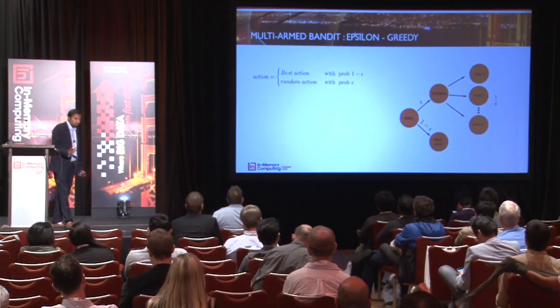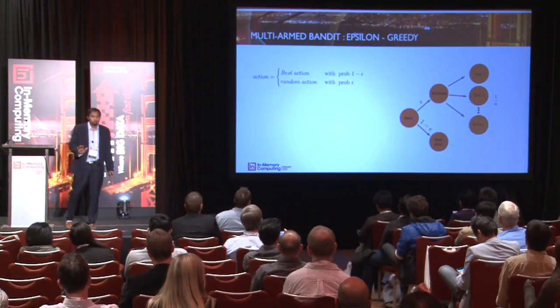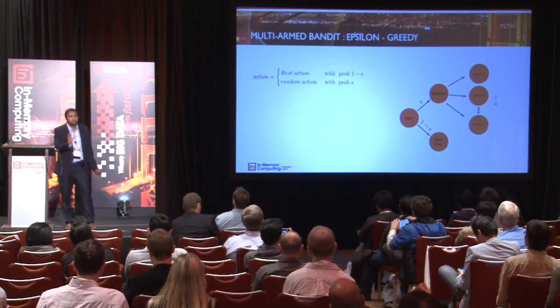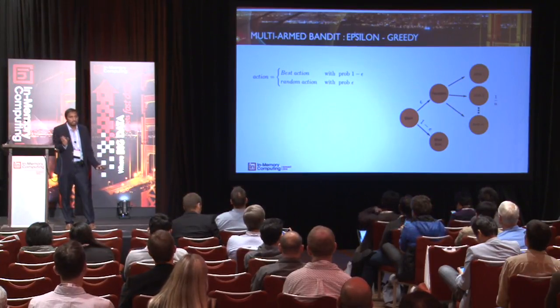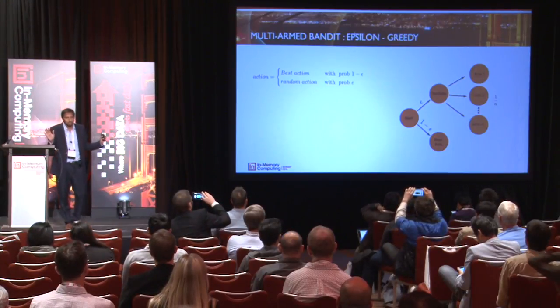The simplest thing to do is something called Epsilon Greedy. Most of the time, I would take the best decision that I know of. Some of the time, like 10% of my time, let's say I take a random action. This is the simplest of the approaches, right?